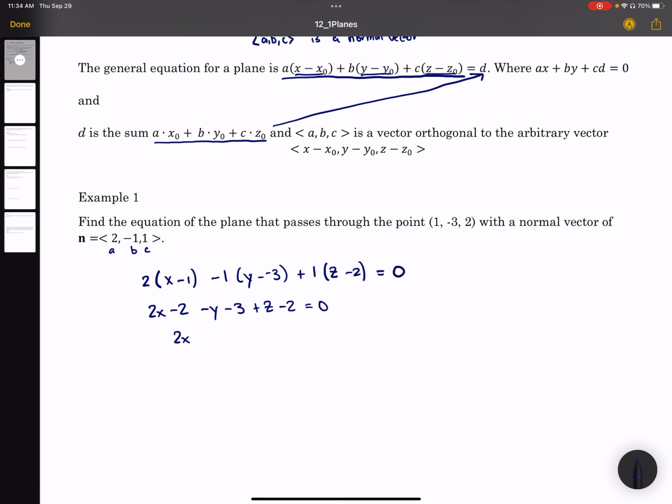So that is going to give us 2x minus y plus z equals, that's negative 5, equals 7. So that is the equation of the plane that contains that point. If we substitute in 1, negative 3, and 2, we should expect to get 7. So let's check that out. We get 2 times 1 minus negative 3 plus 2, and so that actually equals 7. So this is the equation of our plane.